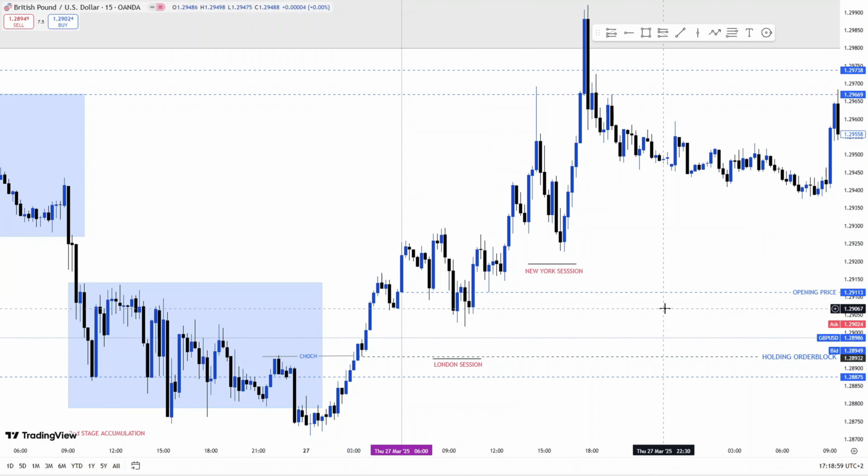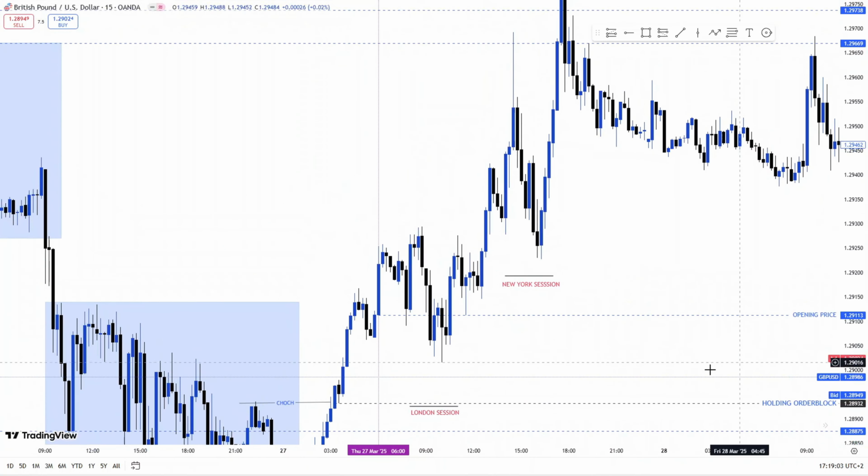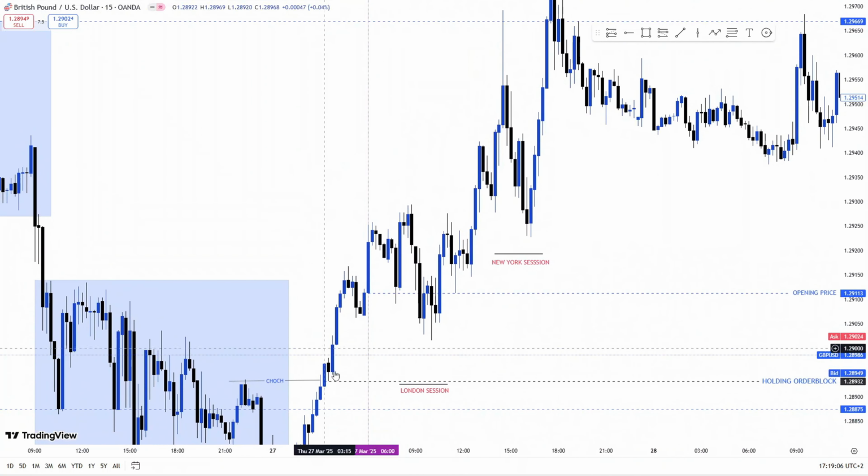So this is our holding order block. I know very well that price is not gonna come below here. So obviously, this is where I'm gonna enter my trades during the London session, guys. So how do I enter a trade? Knowing very well that price is not gonna come below here, we just have to wait for price to seek out and take out liquidity within the London session.